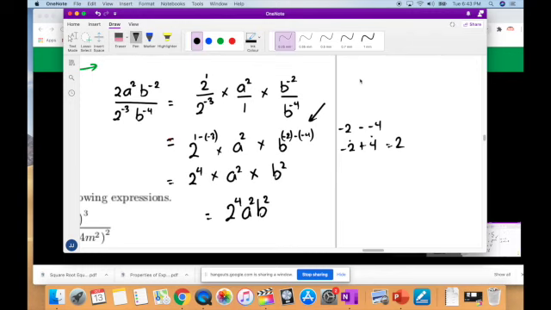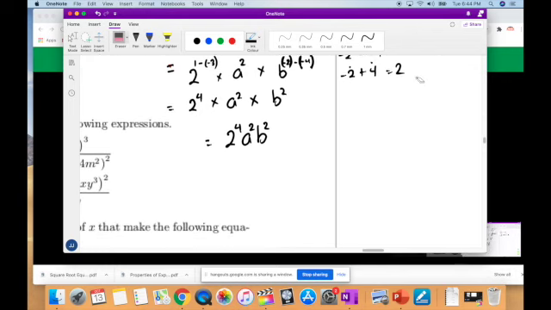Remember, a to the m all over a to the n is a to the m minus n. So no matter what this index is, you'll have the minus between them. That is why I put it in brackets. This is the first index, this is the second index, and I have my minus between them. Brackets is your friend. Always use brackets.